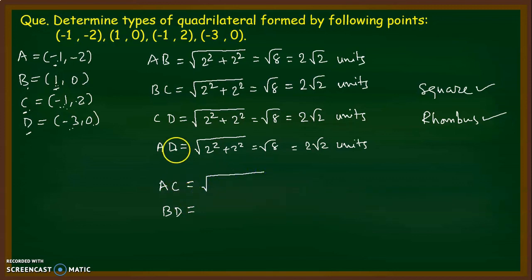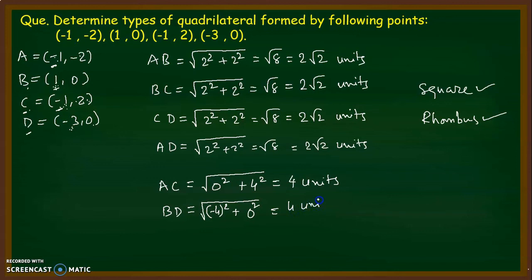First diagonal, that is AC. So this is A and this is C. So x2 minus x1 whole square: minus 1 minus 1, that is 0. And y2 minus y1 whole square: 2 minus minus 2, that is 4 square. So AC is 4 units. And same way, to find out the length of BD, B is 1, D is minus 3. So minus 3 minus 1 will be equal to minus 4 whole square. And the y2 minus y1 whole square is 0 square. So this is also equal to 4 units.